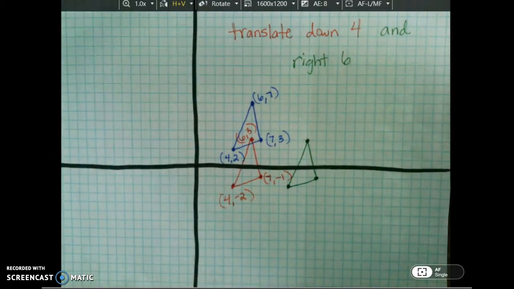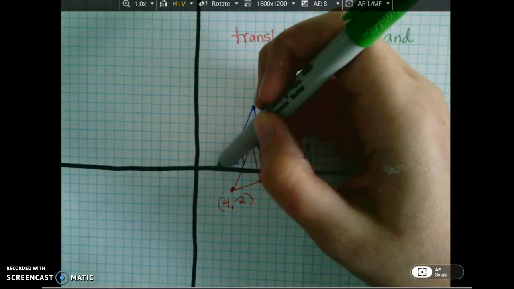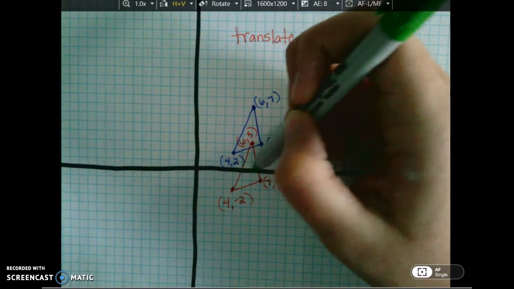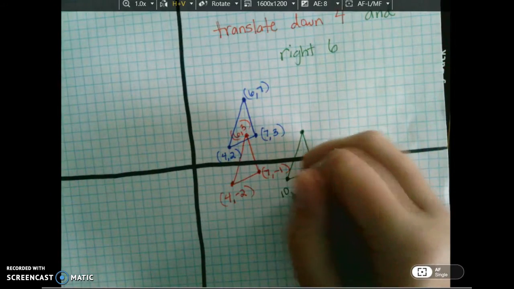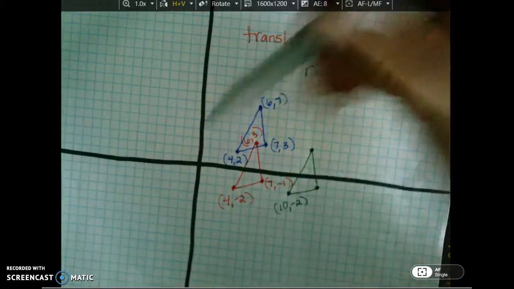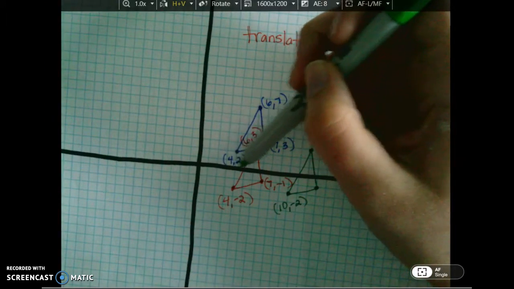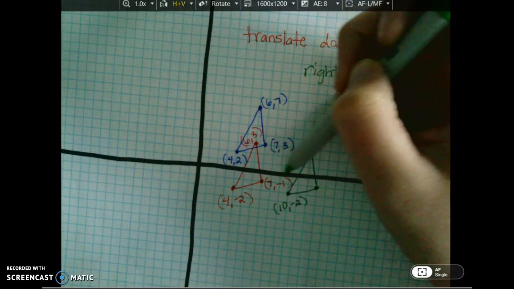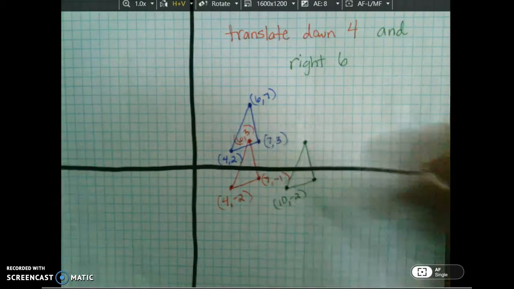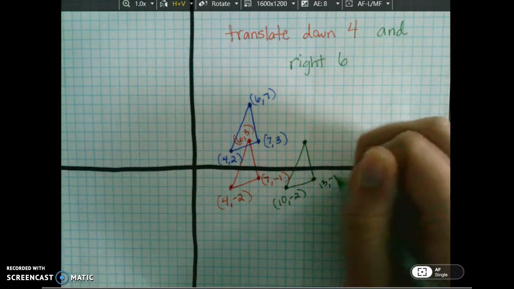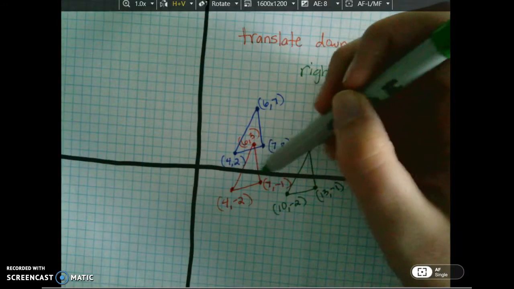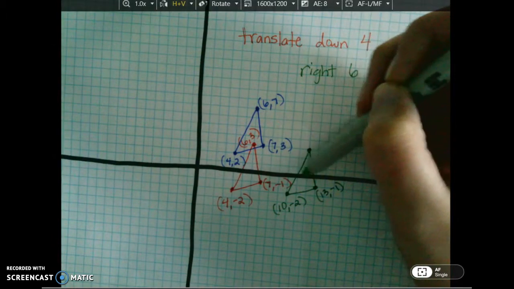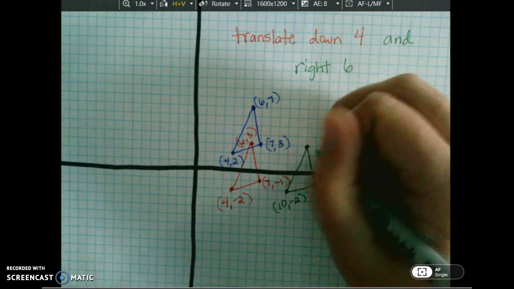Now the points here are 1, 2, 3, 4, 5, 6, 7, 8, 9, 10, down 2. 1, 2, 3, 4, 5, 6, 7, 8, 9, 10, 11, 12, 13, down 1. And 1, 2, 3, 4, 5, 6, 7, 8, 9, 10, 11, 12, up 3.